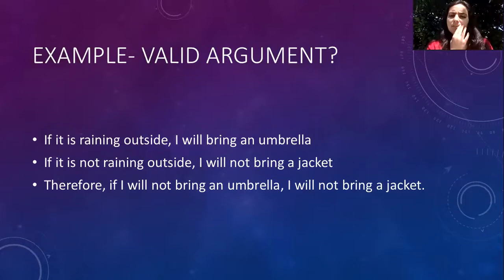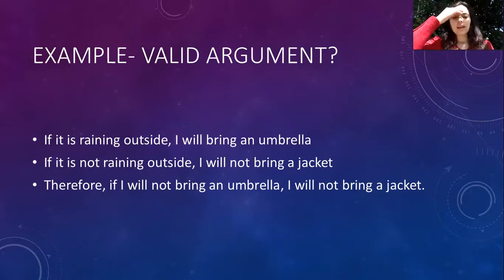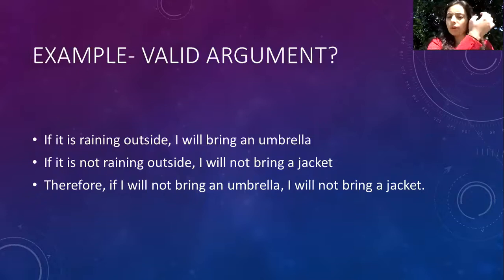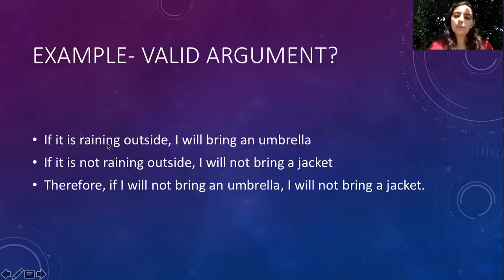We're like, wait a minute. This seems kind of iffy. It's kind of weird, but don't panic. Just think about it. If I will not bring an umbrella, what would be the case that I will not bring an umbrella? Remember, we said in the first premise that if it's raining outside, then you'll bring an umbrella. But when it's not raining outside, what are you going to do? You're not going to bring that umbrella, right? Why would you carry an umbrella around if it's not raining? So think of it that way, at least in our example.